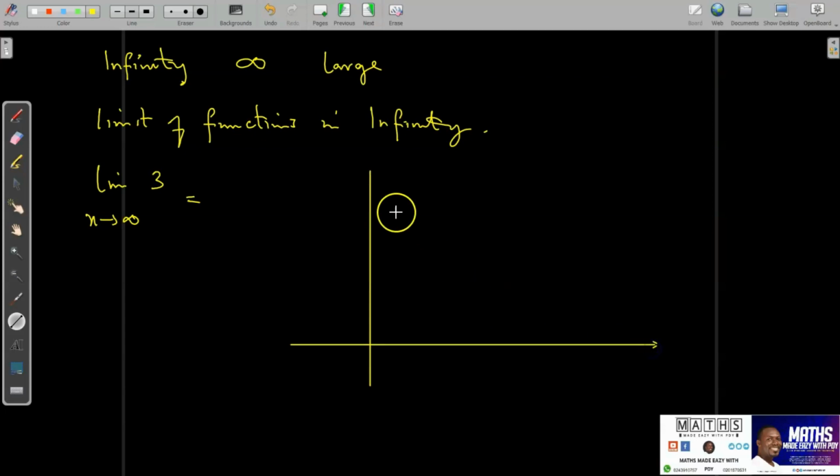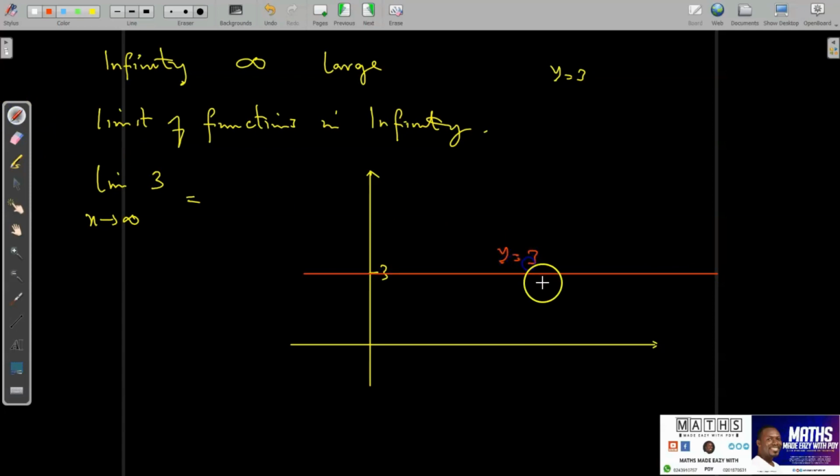So this is my number line or the Cartesian plane. Ideally, the function is 3, meaning y is equal to 3. So if y is equal to 3, it means we may have our 3 here, and y equal to 3 is actually a line. So that line can be drawn here. So this is y equal to 3. So the question now is, what is the limit of 3 as x approaches infinity?